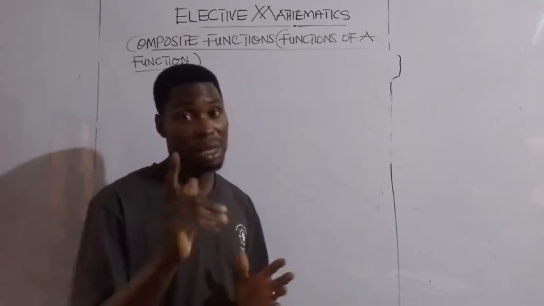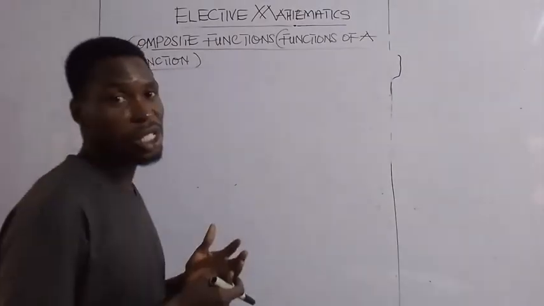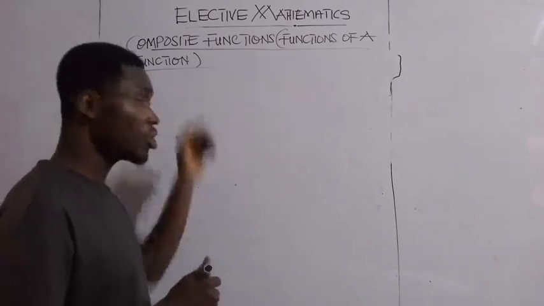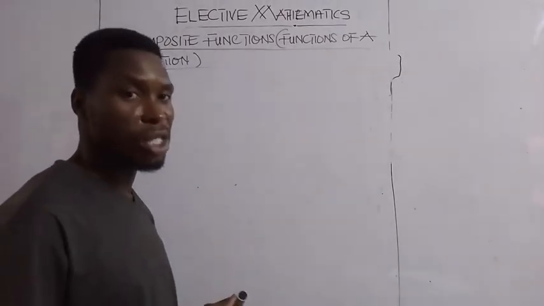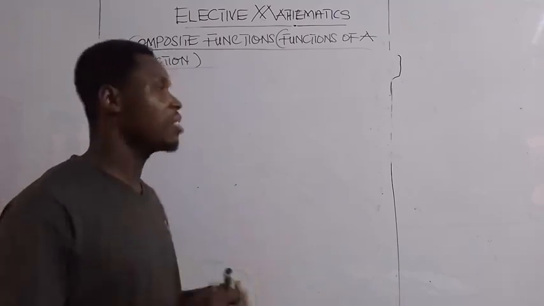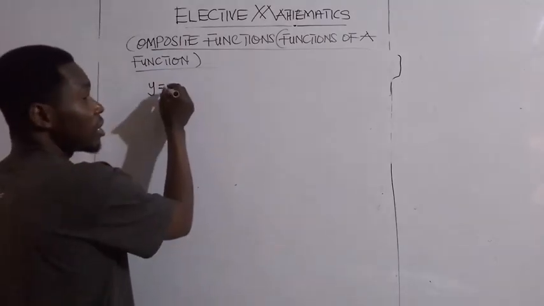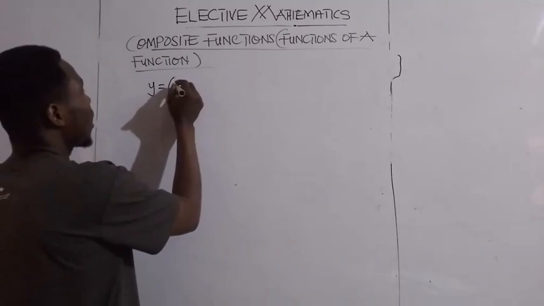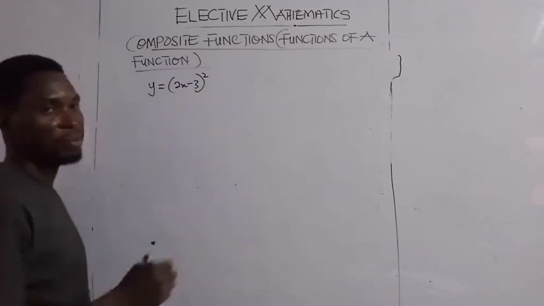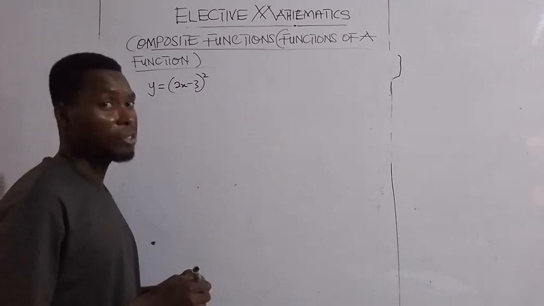For today's lesson, we'll be looking at that form of differentiation, which we call composite functions. Composite functions, in brackets, functions of a function. So, let's say that the question is given to you that y is equal to the function (2x minus 3) squared. You see, this thing is very easy to differentiate.